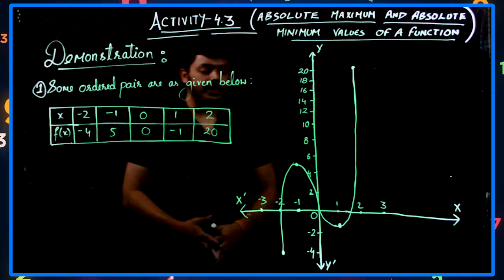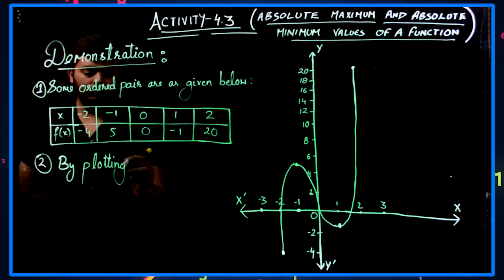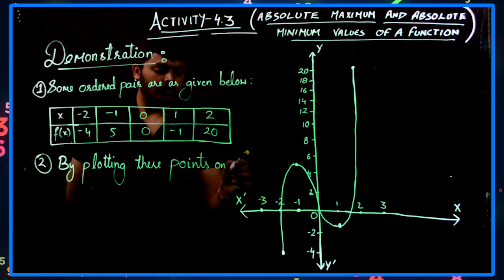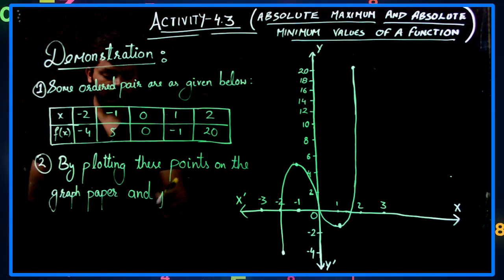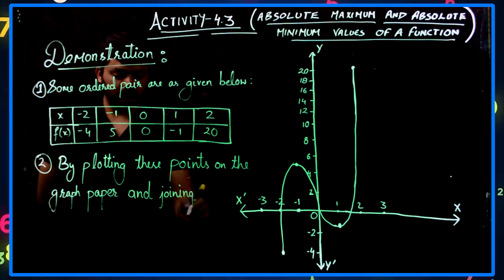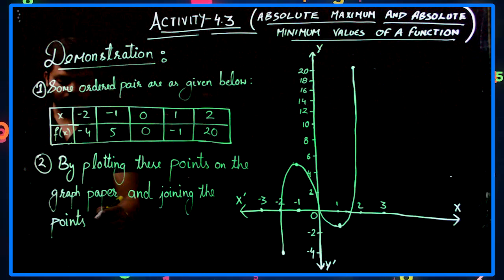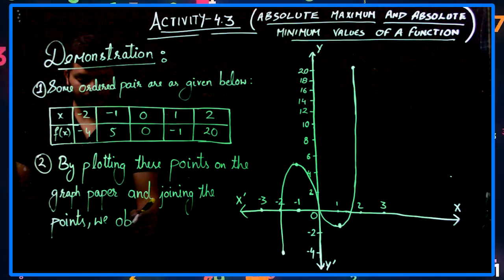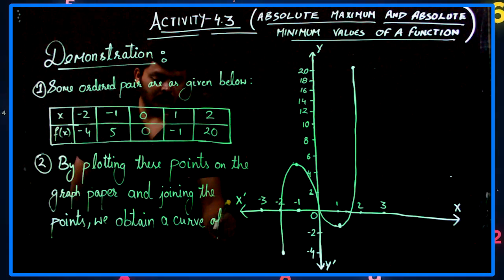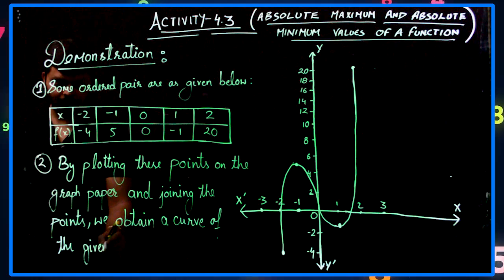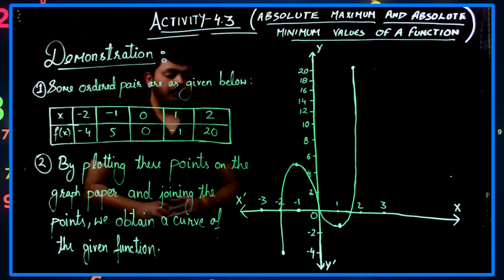And we have plotted these points and we have obtained a graph, as you can see here in the figure given below. So, by plotting these points on the graph paper, and joining the points, we obtain a curve of the given function. So this is the curve that is obtained of the given function.